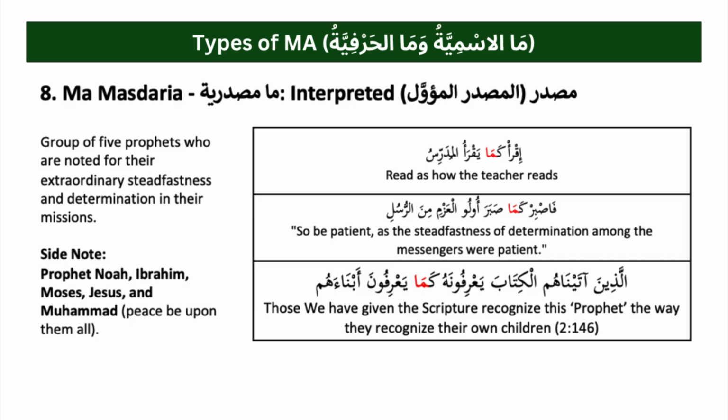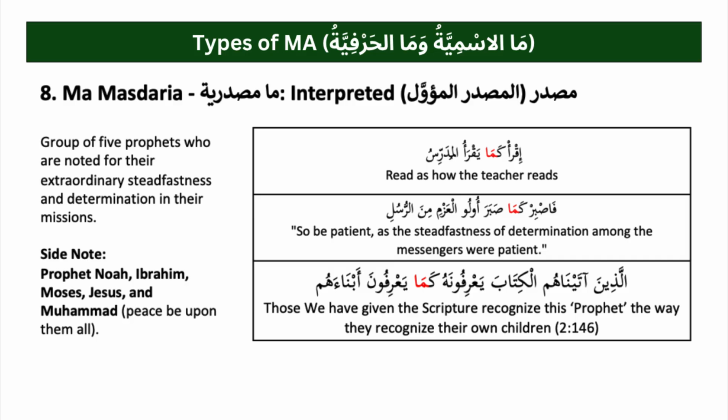Next comes ma masdariyah. The slide calls it interpreted masdar, meaning al-masdarul mu'awwal. The basic idea here is that ma combines with the clause after it, and together they give the meaning of a masdar, that is, a verbal noun or an abstract action.